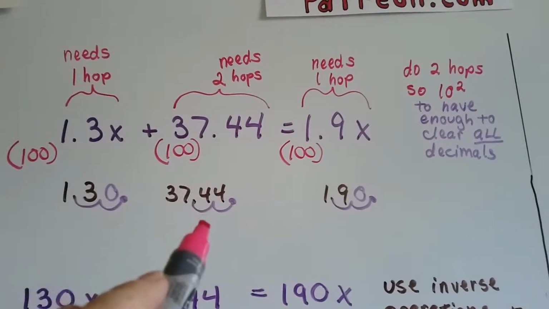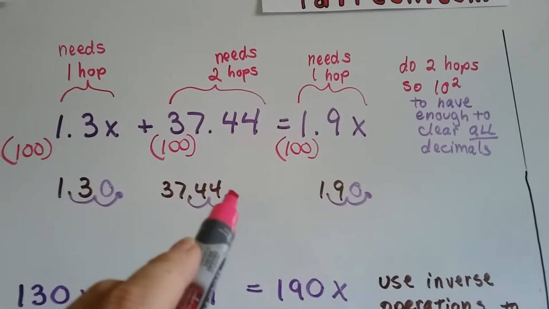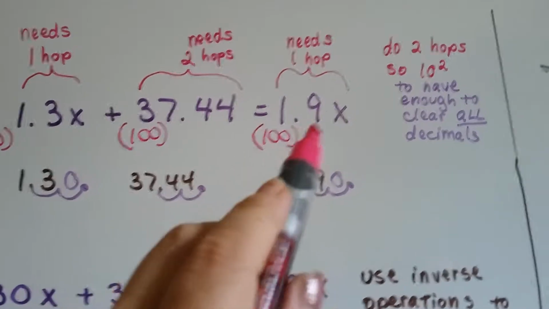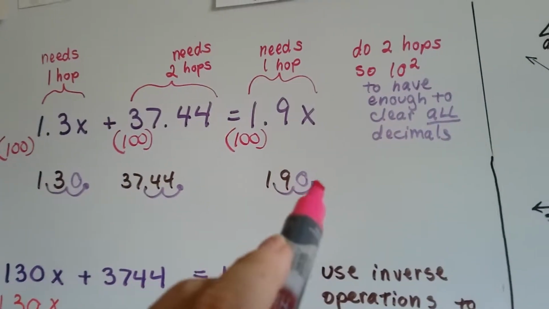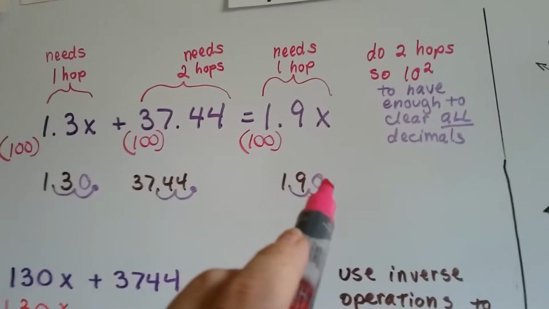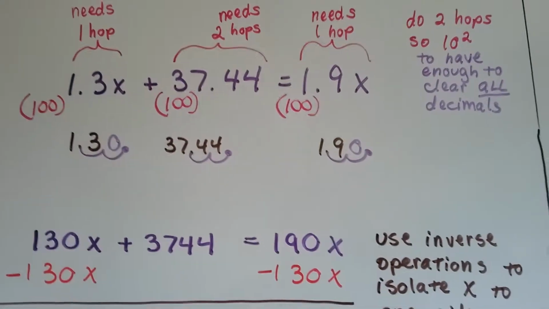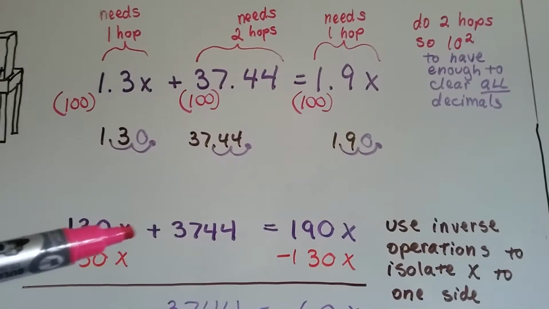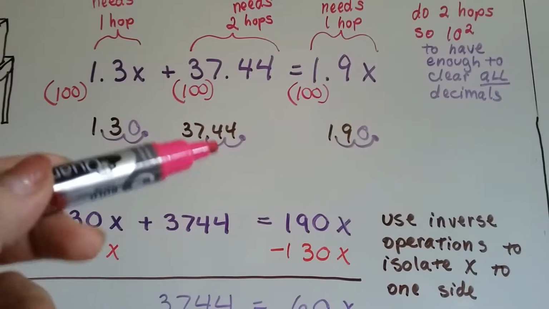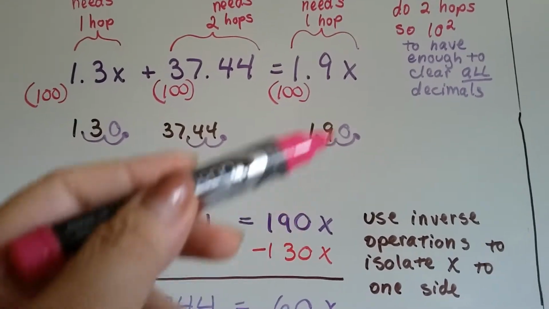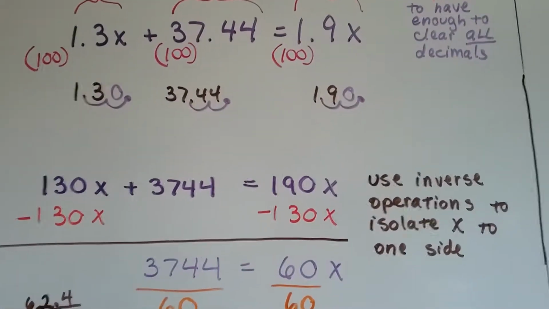The 37.44 is going to go 1, 2, and it's going to be behind this last 4. The 1.9 is going to go 1, 2, and it's going to go behind the 0 we had to add as a placeholder. So now our numbers say 130x plus 3,744 equals 190x. All the decimal points are gone.